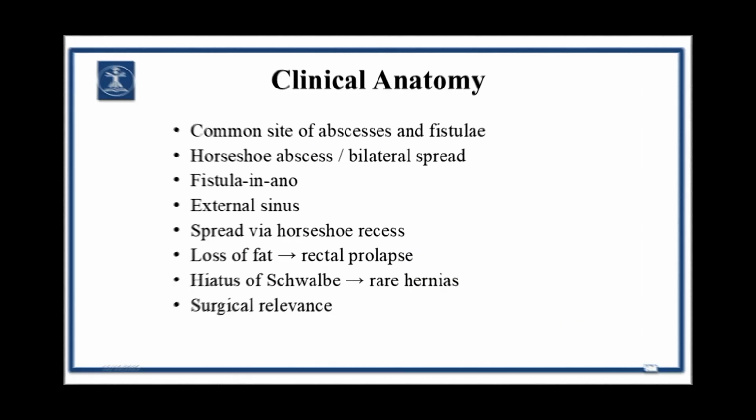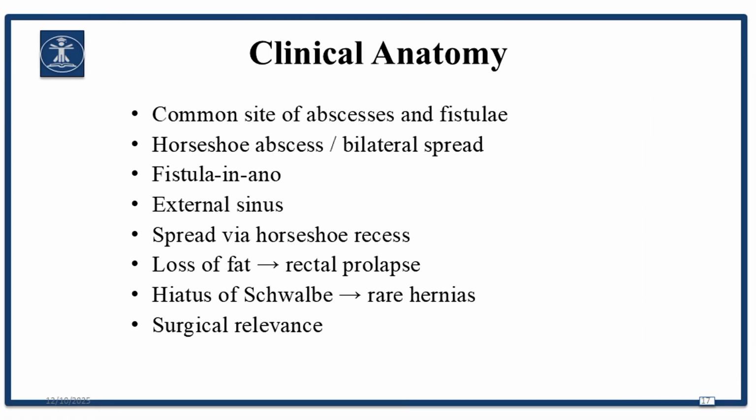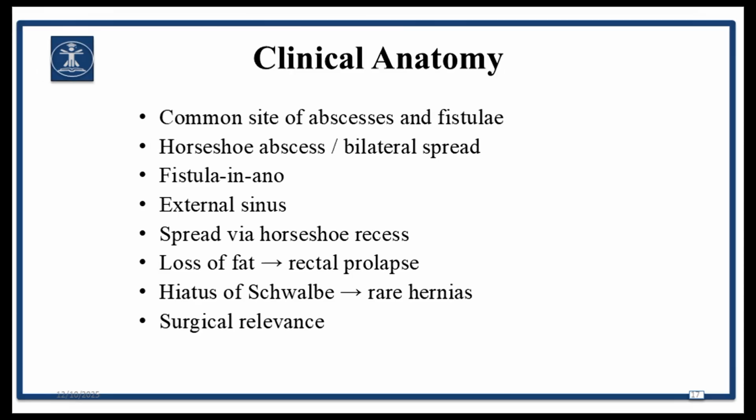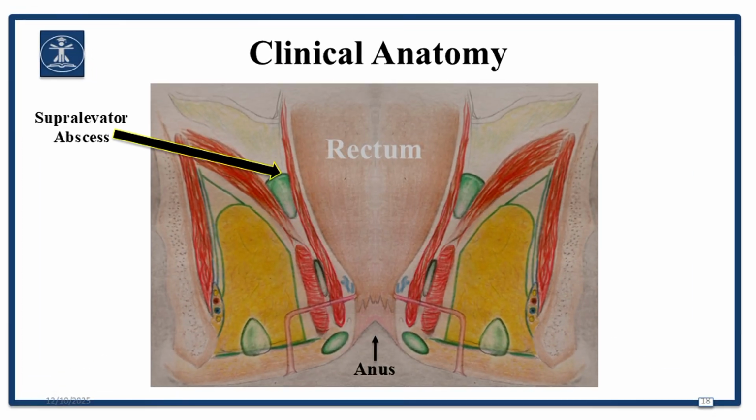So this is the list of the clinical conditions that can occur in the ischioanal fossa. Now, a few details about them. Let's talk about the abscesses. Abscesses are like an accumulation of pus. Pus is formed when the body is trying to fight an infection. Then there is a buildup of fluid that contains white blood cells and all.